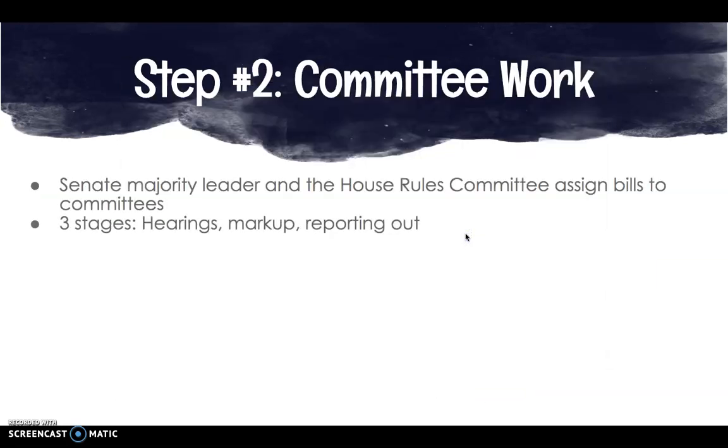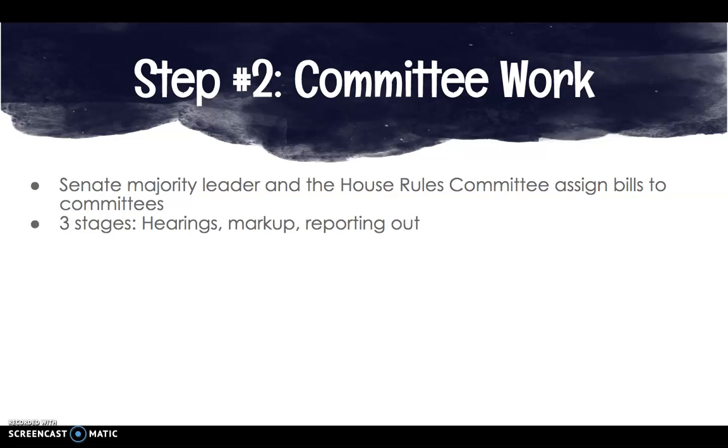Now, once the bill is introduced, it will move to the committee, and the Senate Majority Leader and the House Rules Committee assign bills to the committees that are appropriate in each chamber of Congress. Now, each committee has 3 stages that it goes through for the bill itself. The first are hearings, and a thorough discussion of the bill would take place. The chair of the committee would call for a published report and a summary, which would then, once they receive that, go to markup.